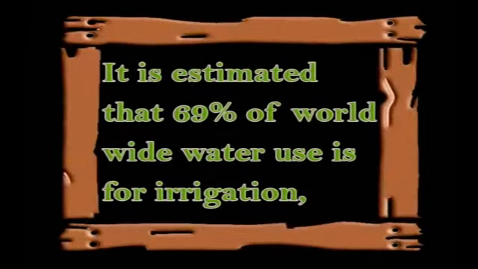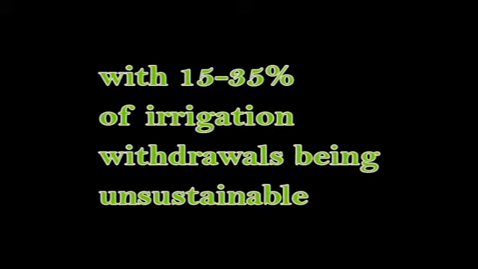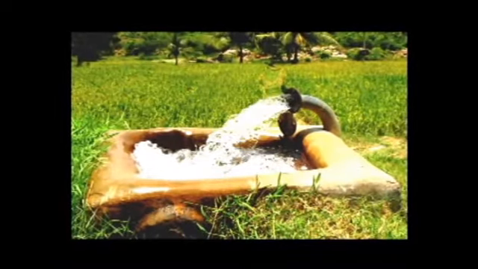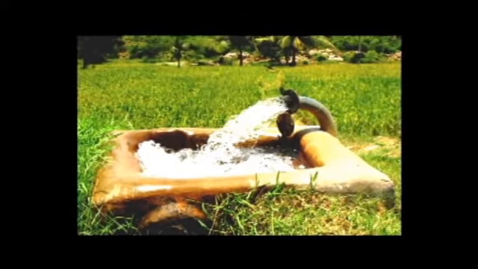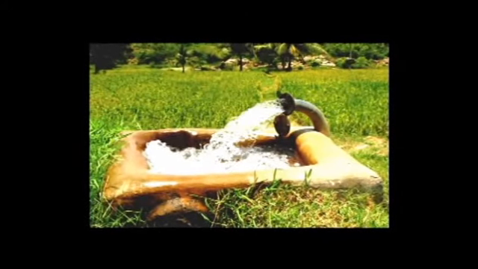Agricultural use. It is estimated that 69% of worldwide water use is for irrigation, with 15 to 35% of irrigation withdrawals being unsustainable. In some areas of the world, irrigation is necessary to grow any crop at all. In other areas, it permits more profitable crops to be grown or enhances crop yield. Various irrigation methods involve different trade-offs between crop yield, water consumption and capital cost of equipment and structures.